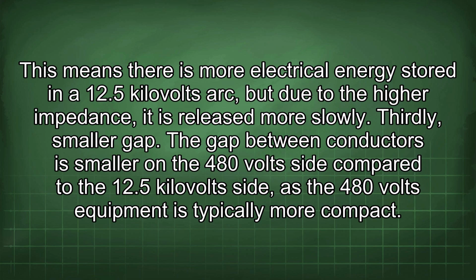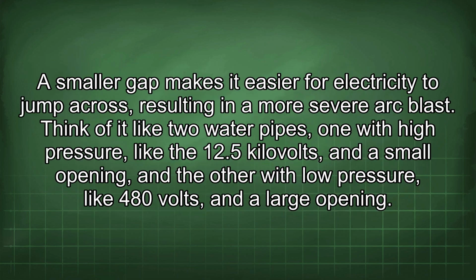Thirdly, smaller gap. The gap between conductors is smaller on the 480 V side compared to the 12.5 kV side, as the 480 V equipment is typically more compact. A smaller gap makes it easier for electricity to jump across, resulting in a more severe arc blast.